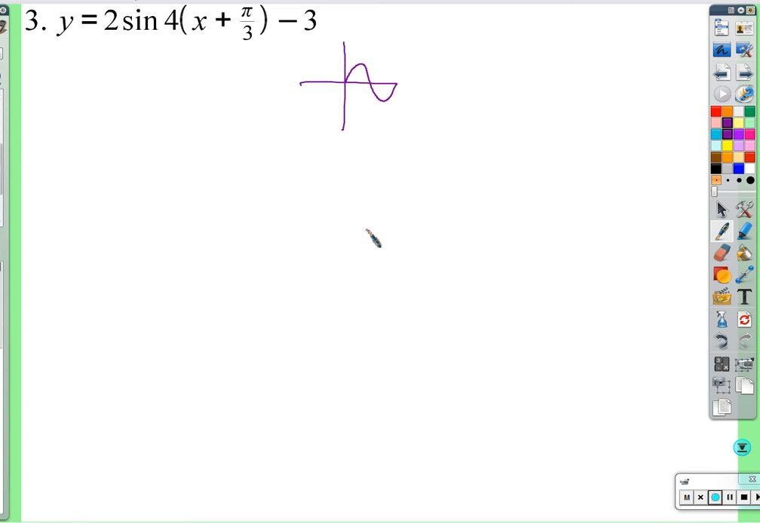Okay, what could we start by doing? Amplitude. Let's change the amplitude. I have an amplitude of 2. This is an amplitude of 1, amplitude of 2. So the graph should be looking like that. So we can kind of check, did that.